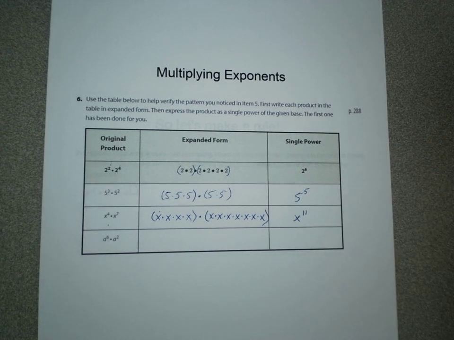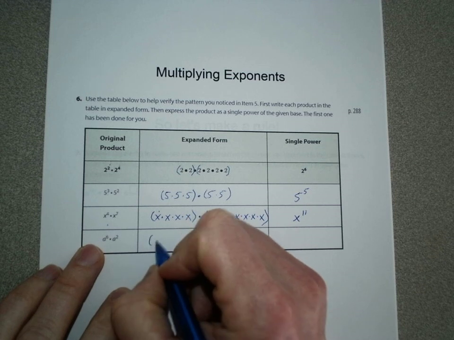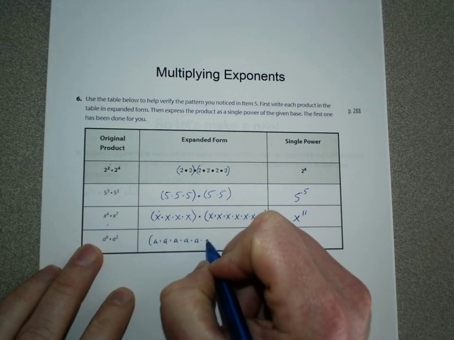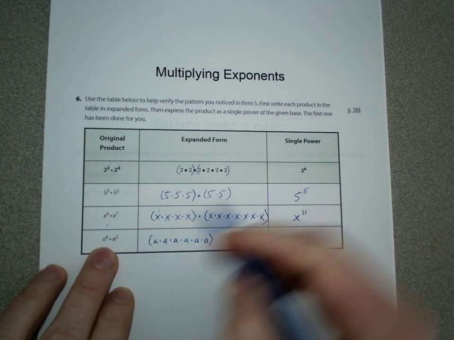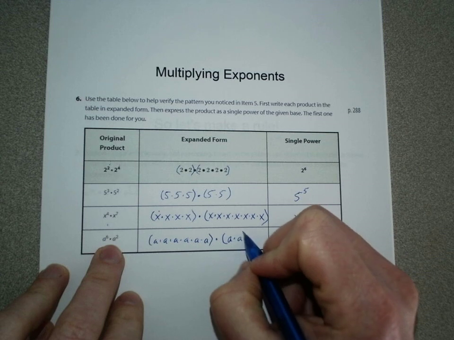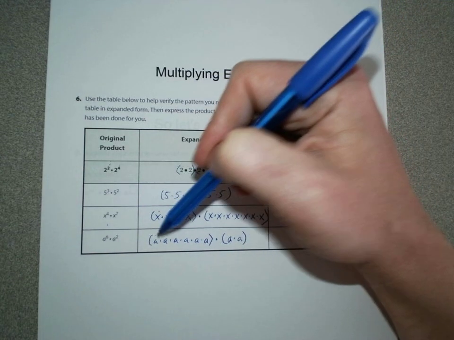In our last example, we have a to the sixth power, which is a times a times a times a times a times a, times a squared, or a times a. Again, we just need to count how many of these we have. We have 1, 2, 3, 4, 5, 6, 7, 8 of them.